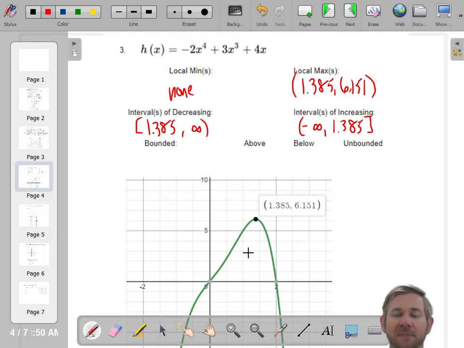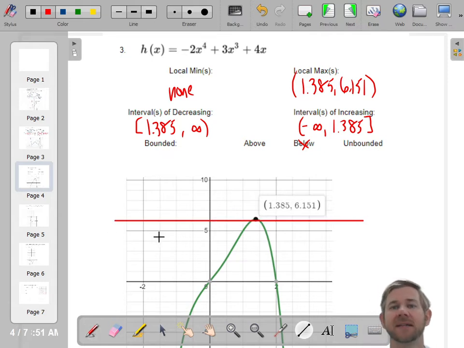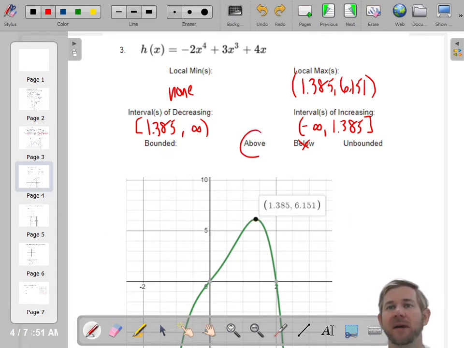All right, bounded. Is it bounded below? No, because it goes down forever. Is it bounded above? Yes, because I can create a boundary that it does not go above. That is bounded above. So we saw one that was unbounded, one that was bounded above, and one that was bounded below.